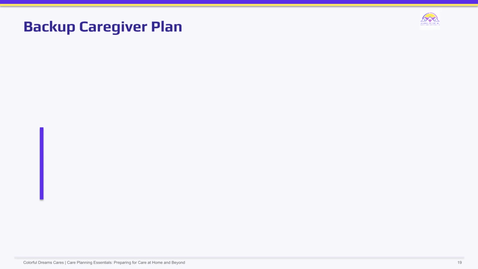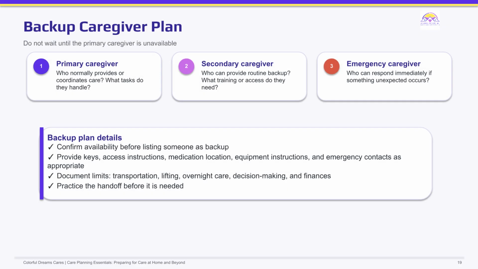A backup caregiver plan identifies who can step in for routine help or urgent needs. Just listing a name is not enough. Confirm their availability, ensure they know how to access your home or equipment, and practice the handoff. Knowing the limits of your backup support prevents confusion.